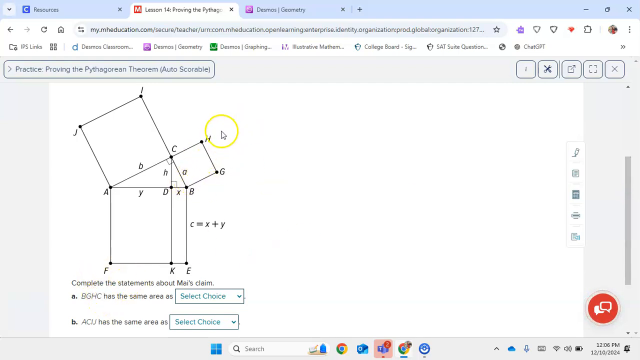BGHC, that's this, I guess it's a square, yeah, square, has the same area as KEBD, yes, FKDA, well, that's too big, so same area, that one's way smaller, so it has to be the first. KEBD.